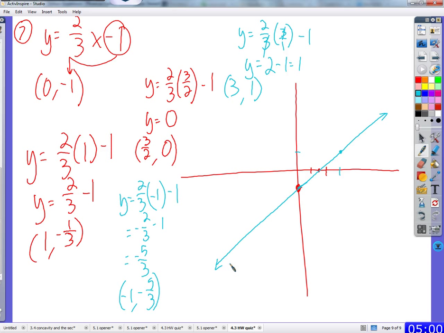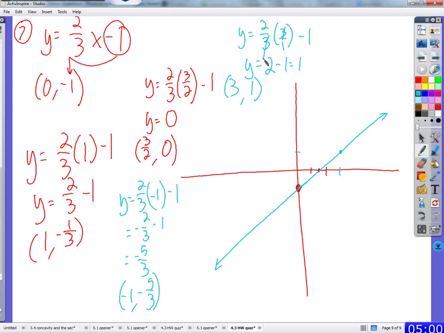So again, one more time, why was 3 a good choice? The easiest of the ones we've seen so far. Megan? Because it didn't come out as a fraction, because the denominator of 3 divided this 3, and no more denominator, right? No more fraction. Okay. So let's continue with this line of thinking.